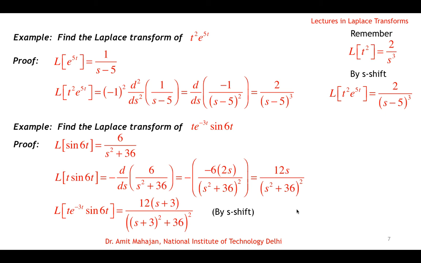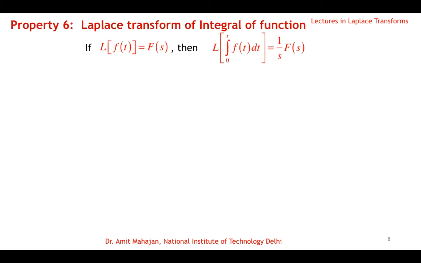So now I move to the next property, and this sixth property is the Laplace transform of the integral of a function. Okay, so it says that if Laplace of f(t) is F(s), then the Laplace of this finite integral from 0 to t of f(t) dt is 1 by s times F(s). Okay, so if you know the Laplace of f(t) as F(s), then the Laplace of the integral of f(t), where integration is from 0 to t, is nothing but the whole function divided by s. Okay, so 1 by s F(s).